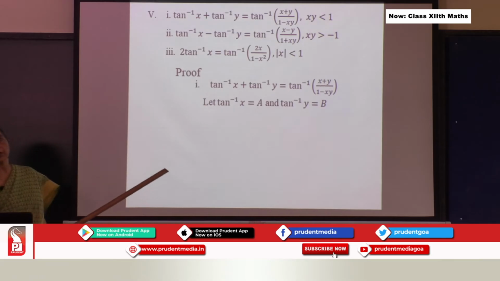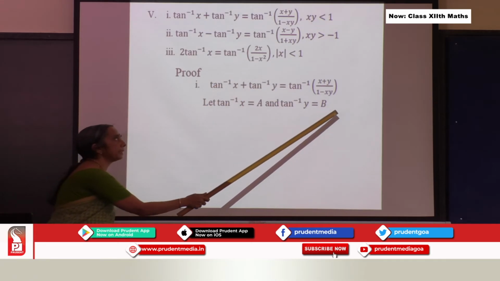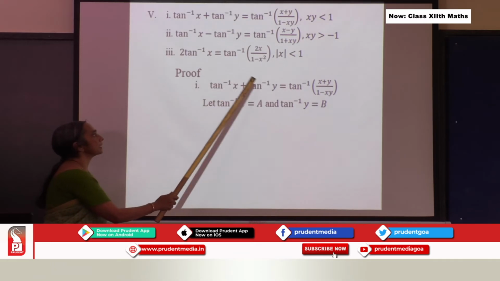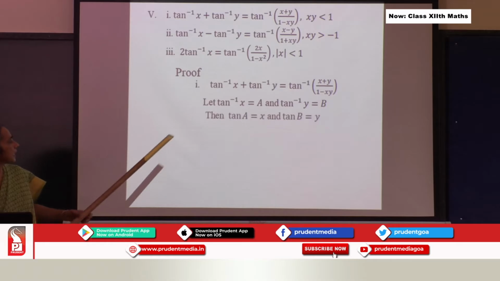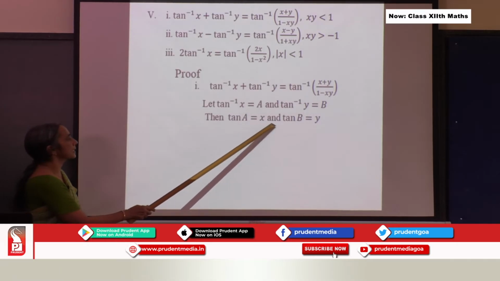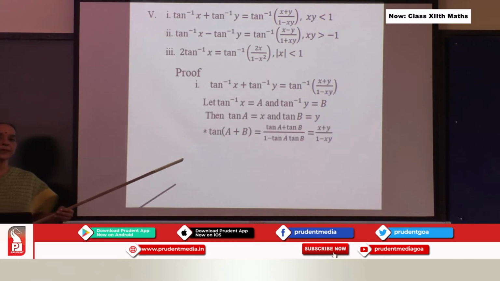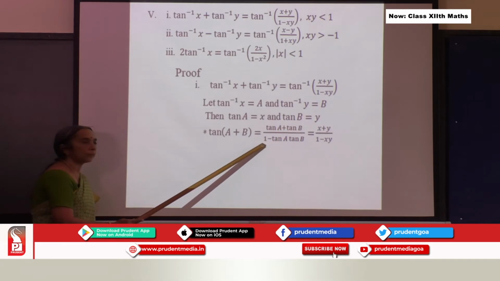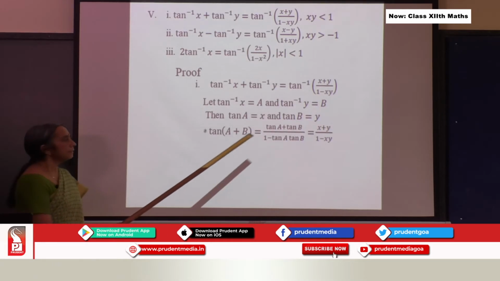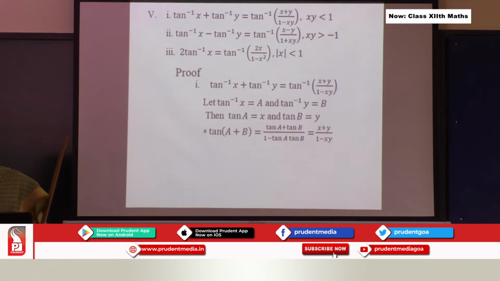Let tan inverse of x be A and tan inverse of y be B. This I take as A and this I took as B. Then we get x is tan A, or tan A is equal to x, tan B is equal to y. Now which result you have to recall here? Tan of A plus B is tan A plus tan B upon 1 minus tan A tan B, which is equal to x plus y upon 1 minus xy.